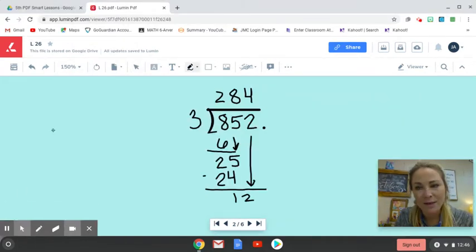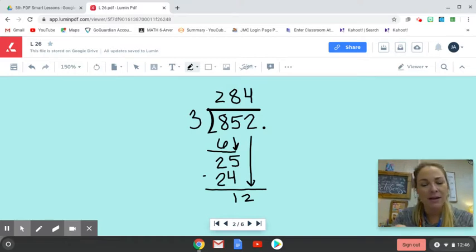All right, so I've worked out this problem. I just want to walk you through step by step on how I solved to get my quotient here. So I started here by asking myself, can 3 go into 8? Or is 8 divisible by 3? Yes. The closest we can get is 2 times. So 3 times 2 is 6. That's the closest we can get. 8 minus 6 leaves us with 2.